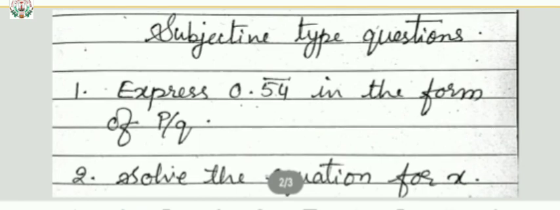Okay. After that comes the subjective type questions. First one, express 0.54 bar in the form of p by q. That means let us assume x equals 0.54 bar. Bar means repeating that same term again and again. So that means x equals 0.54, 54, 54. Likewise, it will continue, dot dot dot.